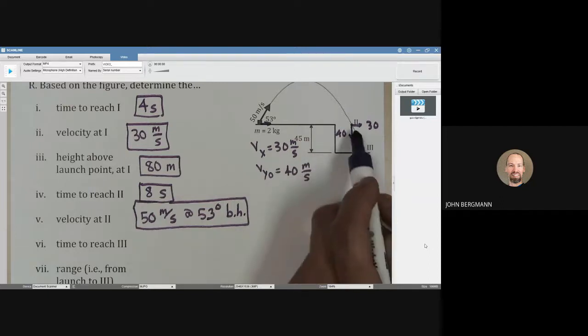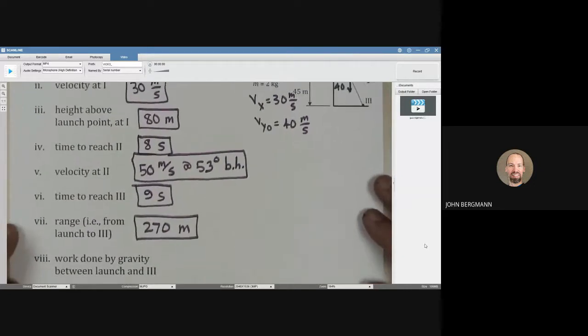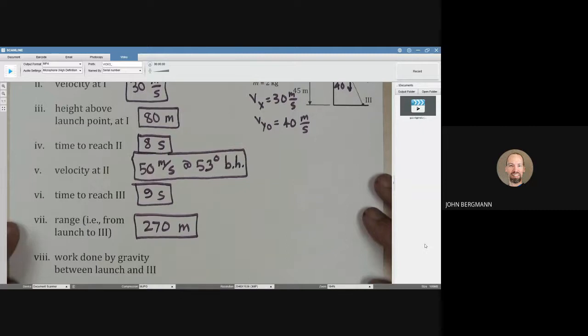So in other words, it takes 1 second to get from 2 to 3. So the time to reach 3 would be 1 second more than it took to reach 2. So I'm thinking 9 seconds. The range then from launch to point 3, it's in the air for 9 seconds. It moves horizontally 30 meters each second. So how about 270 meters? That's the range.